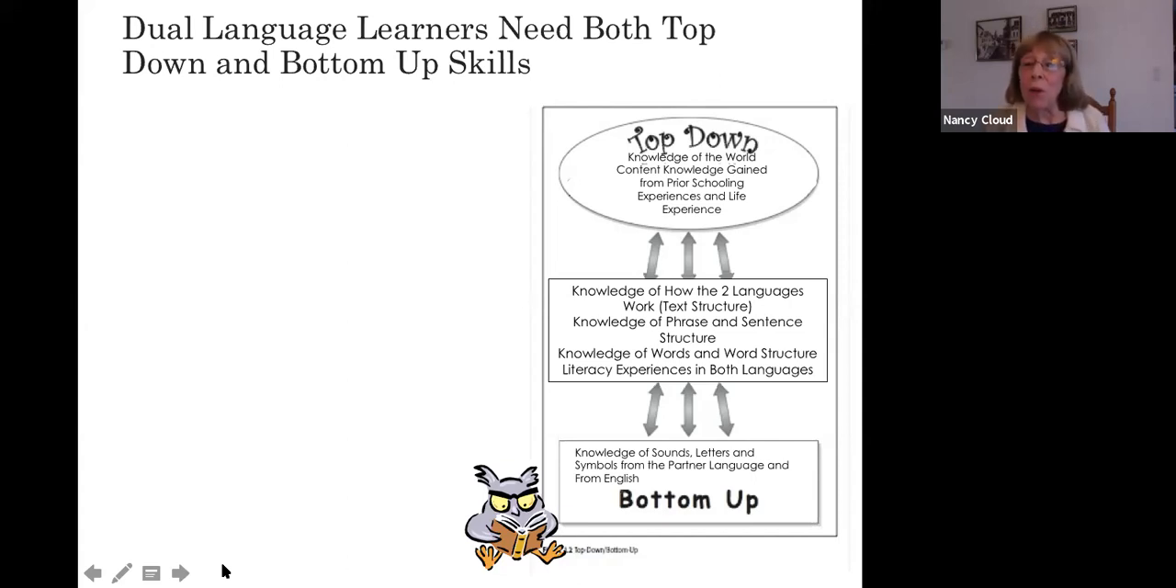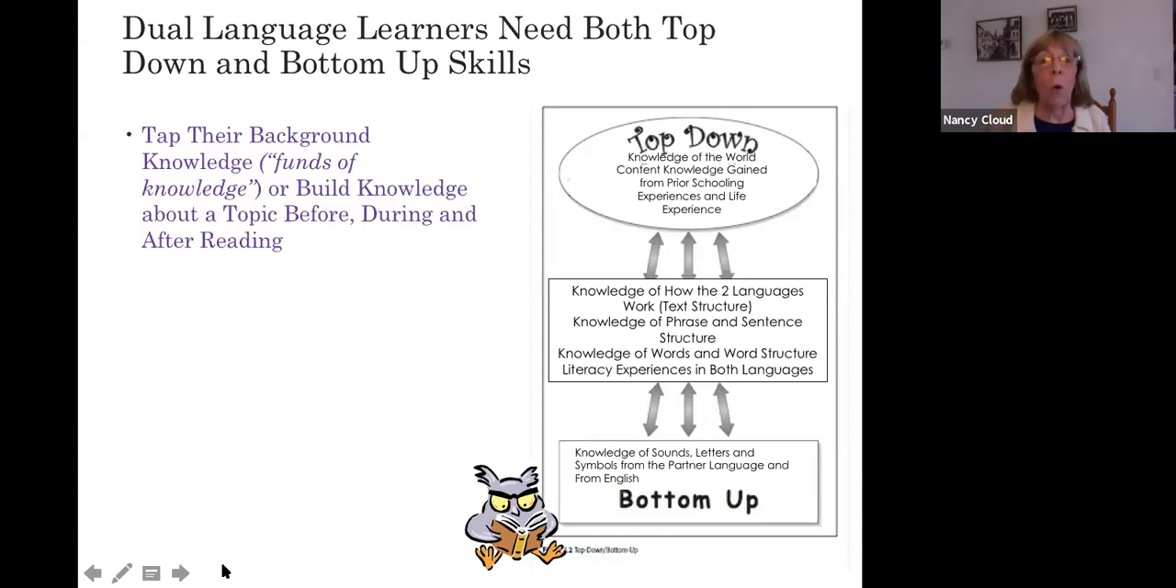And then we also need knowledge as teachers of how the two languages work, the knowledge of phrase and sentence structure, and we need to impart that to the students and also help them understand how words and word structure works in the two languages. And this is what we're developing over time. And certainly the bottom-up skills are involved of characters, of radicals, of sounds, of letters, of symbols in the partner language and in English. But we have to make all of this work together, orchestrate all of this.